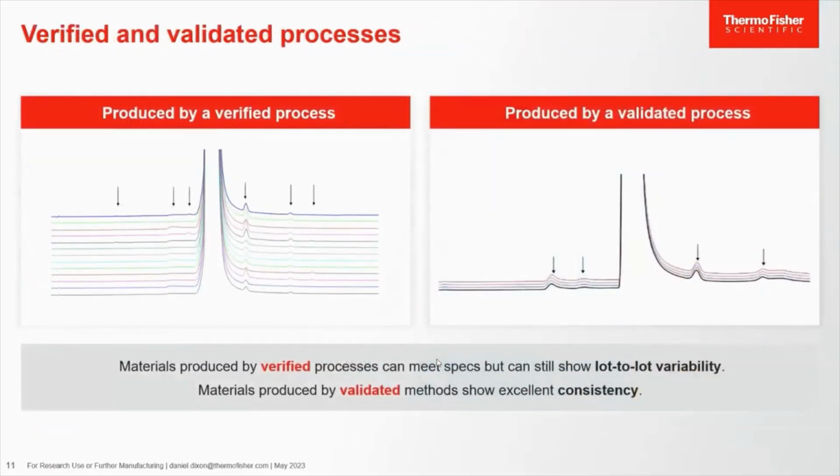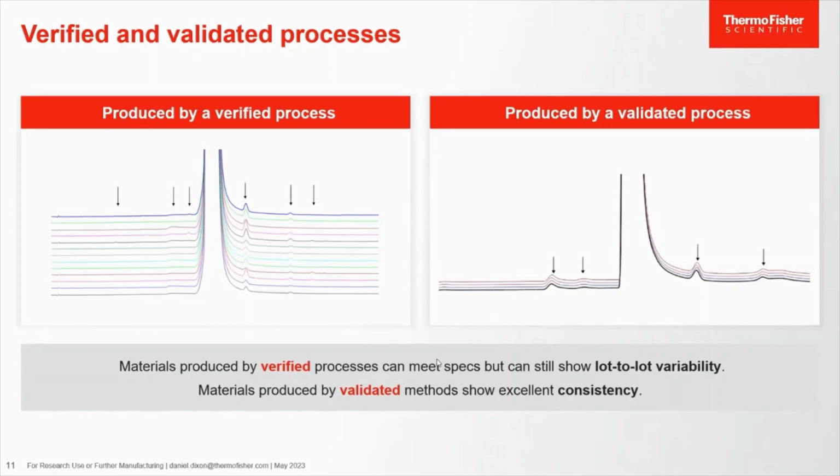So in addition to having well-documented products that meet key quality attributes, the process for material synthesis should be validated. So what is validation and how does it compare to a verified process? This slide shows an HPLC chromatogram analysis of N1-methyl-pseudo-UTP. Both were made by the same process. But the lots of material on the left were made by a verified process, while lots of material on the right were made by a validated process.